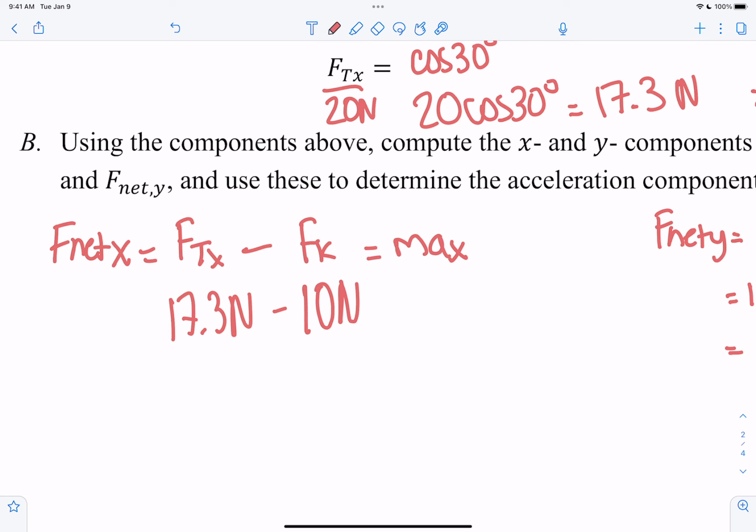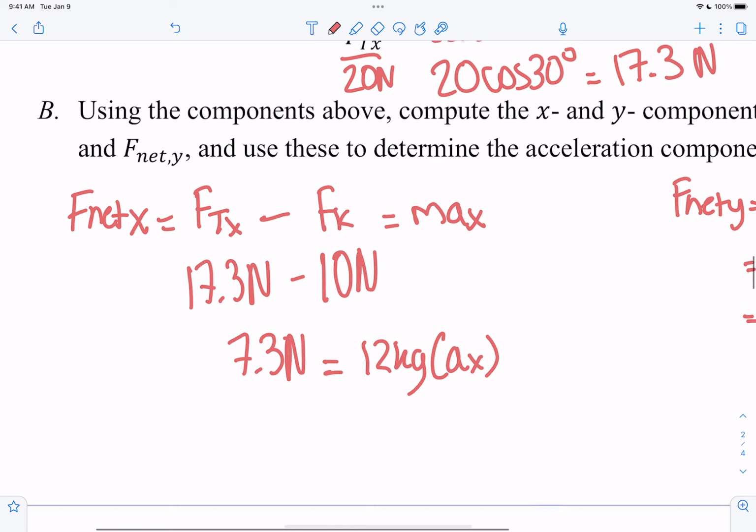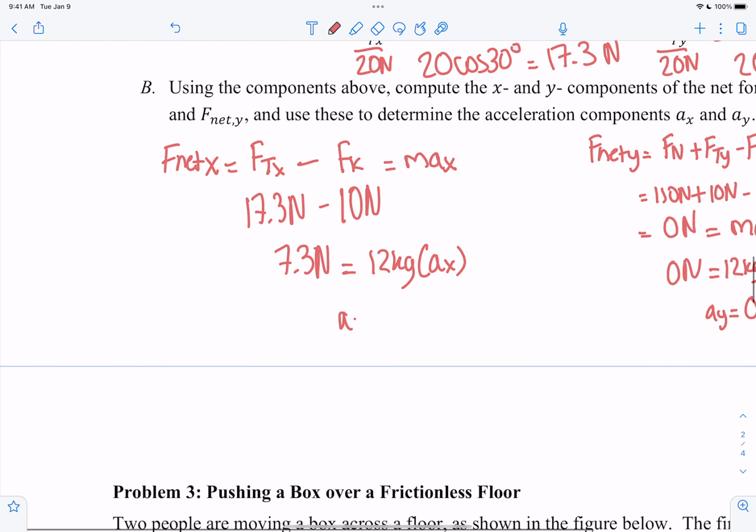So this should be, as I believe Ellen stated earlier, 7.3 newtons for your F net x, and this is equal to 12 kilograms times AX. And so if you divide those two, you should get your AX there. I think that's 7.3 divided by 12, right? That should get you somewhere around 0.61 meters per second squared.